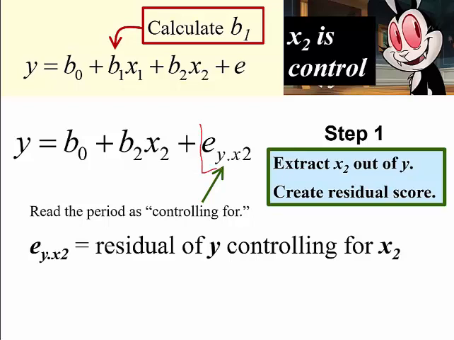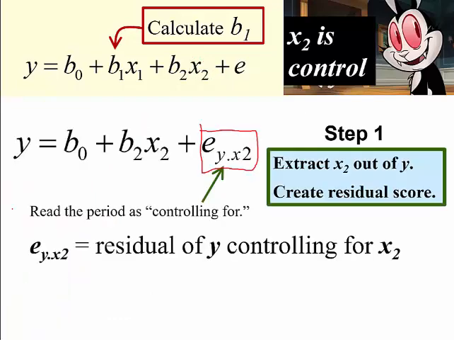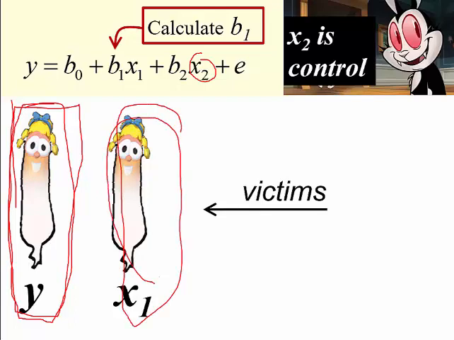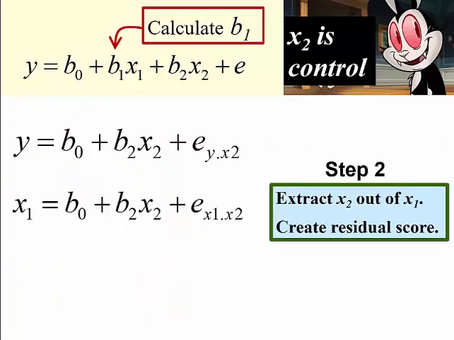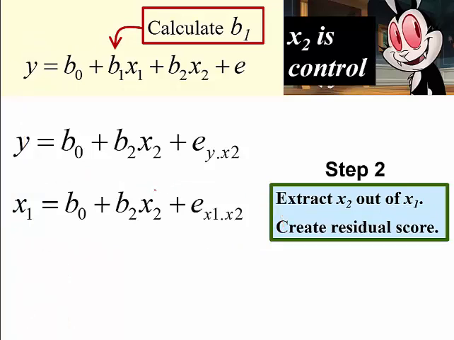So now this error right here, if I back up to my previous slide, this error is giving me this. It's the y with x2 extracted out of it. So now I need to get my residual for x1 with x2 extracted out of it. And so I will do an equation for that. This top part is what we've seen before. I'm just adding this equation down at the bottom right here. And in this bottom equation, I'm going to use x2 again.